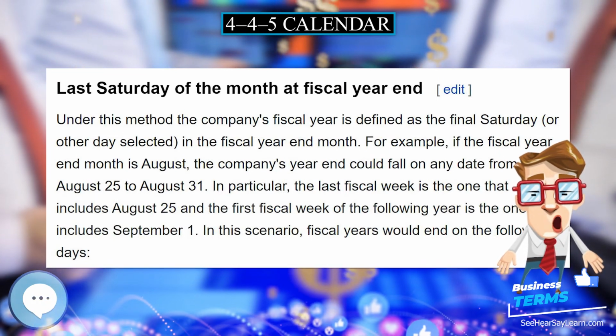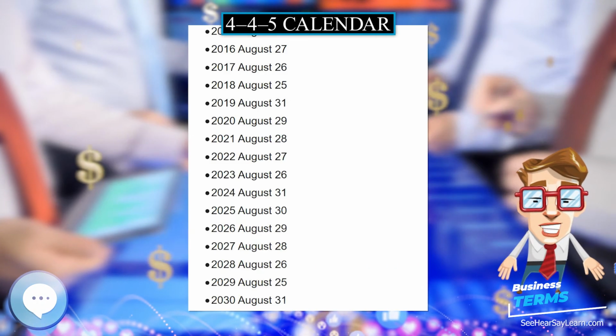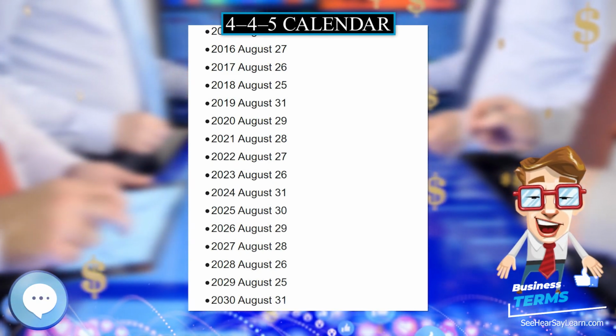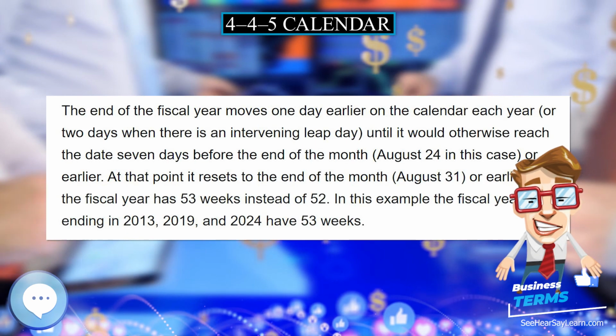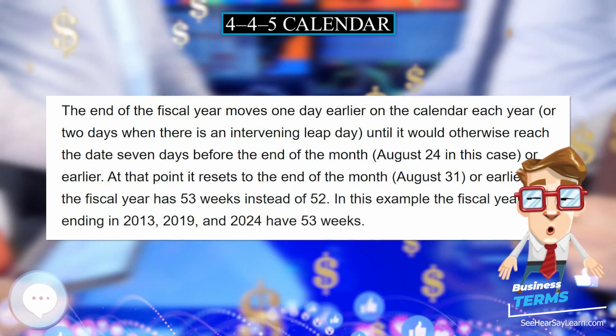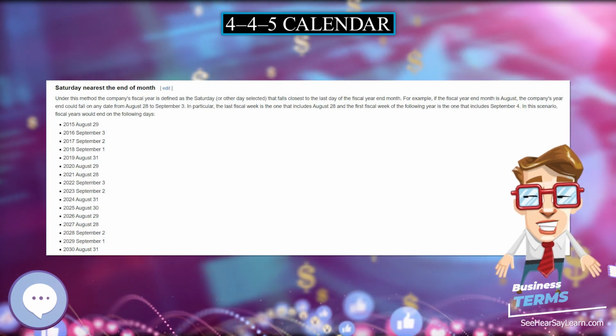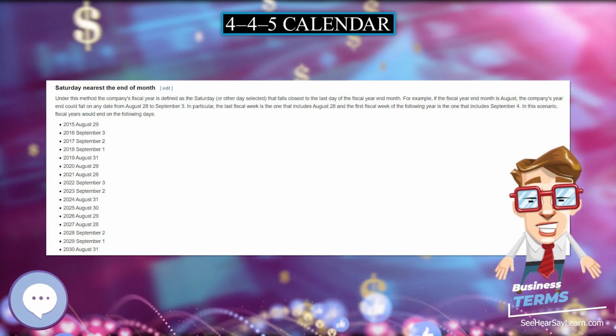The 52 to 53 week method is permitted by generally accepted accounting principles in the United States, by U.S. Internal Revenue Code Regulation 1.441-2, IRS Publication 538, as well as the International Financial Reporting Standards.